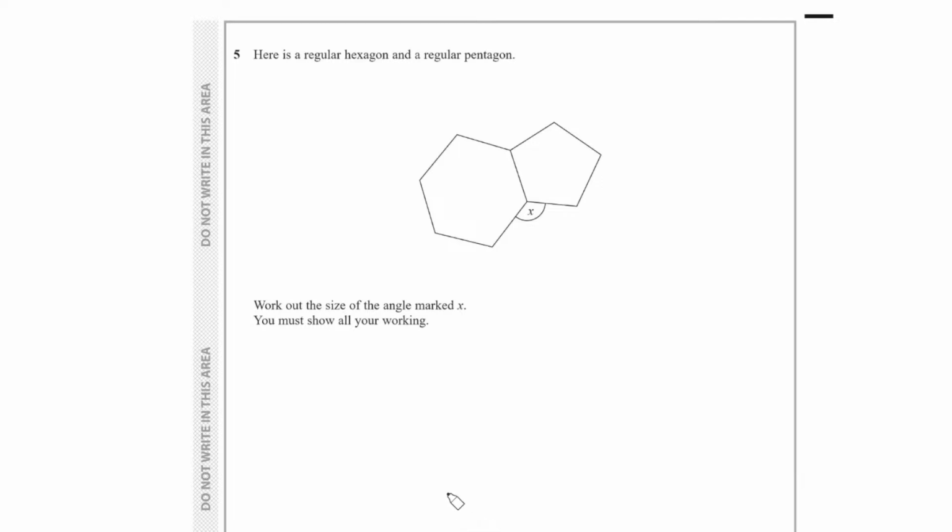Okay, question 5. Here is a regular hexagon and a regular pentagon. Work out the size of the angle marked X. Now, regular means, I mean, you can kind of see, but you should never really assume it's based on the word regular that they've told us. All the sides are the same length, individually for each shape, isn't it? So, as in, that's the same as that, it's the same as that, and so on. And therefore, all of the angles are the same.